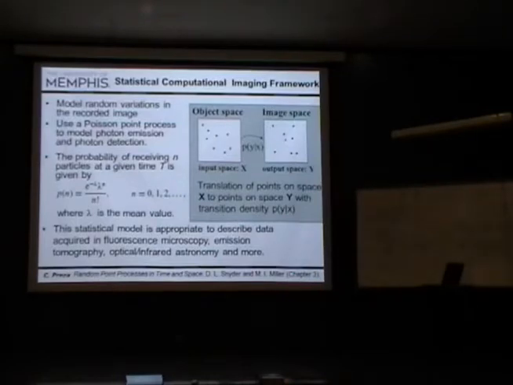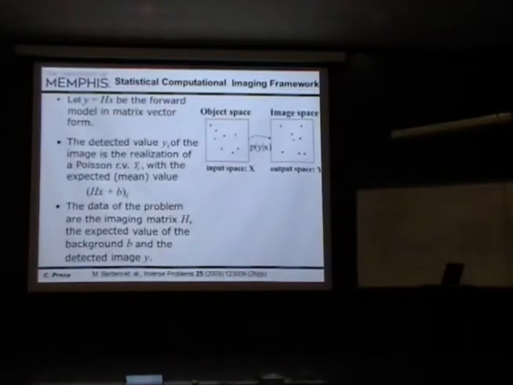And this kind of model is appropriate for fluorescence microscopy, for astronomy, for emission tomography, etc. So it's one that's being used in many of these applications, and a good reference is this book here on random point processes in time and space. Okay. And one that you might be interested in or take a class with.